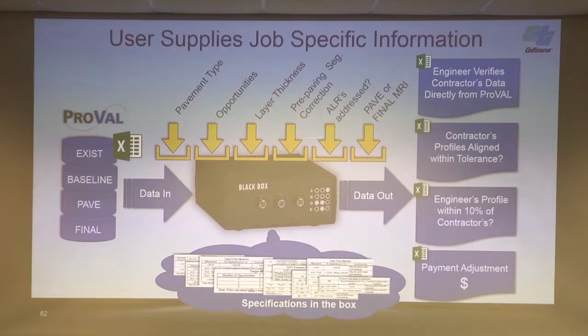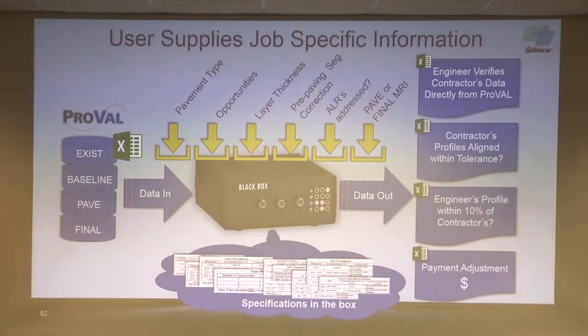So one of the functions, let me cover the yellow cells here. Like any black box, you don't really need to know what's inside that black box. We have input that goes in and output that comes out of it. We can dial some knobs in to change it a little bit. So we have to basically tell the spreadsheet what the pavement type is. Is it HMA? Is it open graded friction course on existing? Is it open graded friction course on new? We have to tell it the opportunities for improvement for that lane. We have to tell it the layer thickness. We have to tell it if there's any pre-paving corrections.